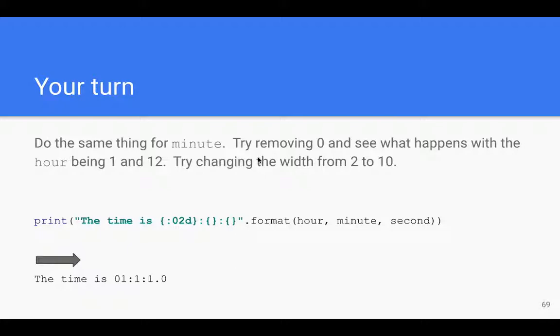Another two things that you might want to try just to play around with, to see what happens, is remove the 0 here and see what happens when the hour is 1 and then when the hour is 12. And then one last thing I would like you to try, you can try other things, is change the width to some other number like 10 and see how it affects your output. So go ahead, pause the video, give those things a try.